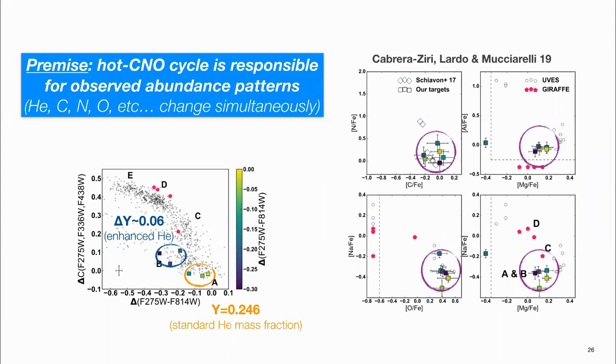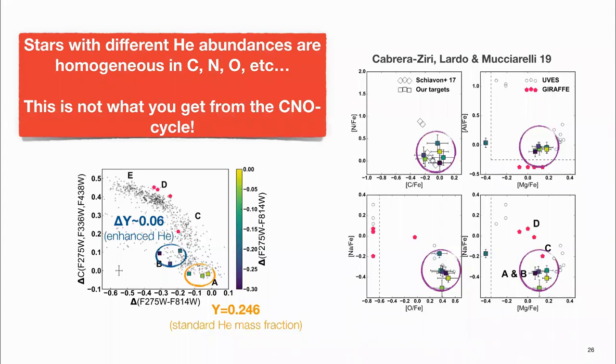Okay? Remember, the premise is that the hot CNO cycle is responsible for these abundance variations. And when you change helium, nitrogen, carbon, and oxygen should change as well in lockstep. But this is not what we see here. Stars with different helium are homogeneous in carbon, nitrogen, and oxygen. This is not what you get from this hot CNO cycle. In fact, this looks more like what you get from the PP chain, all right?